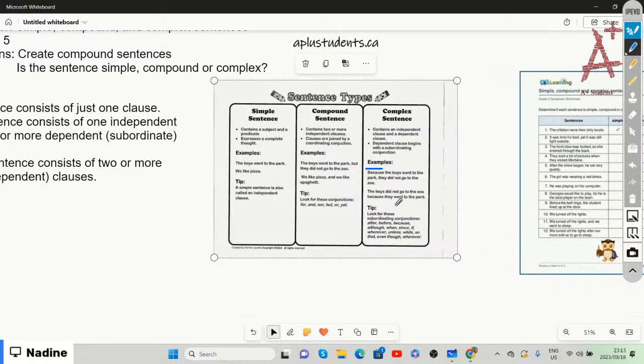The boys did not go to the zoo because they went to the park. So this is also a complex sentence, because there we have our subordinating conjunction, because. And we say that our dependent clause begins with a subordinating conjunction.